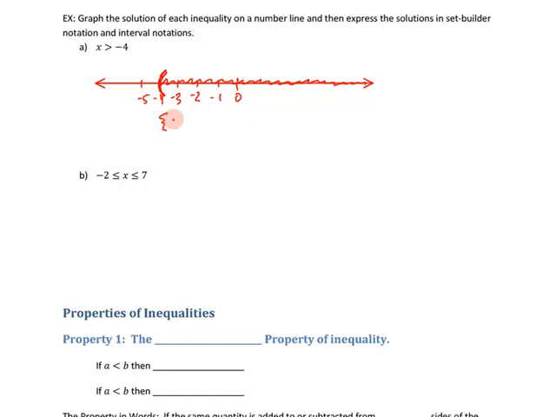Set builder notation is just the set of all x such that, and then rewrite your inequality, x greater than negative 4. Interval notation just writes it in terms of its left and right endpoint. Its left endpoint is negative 4, but not included. Its right endpoint, there is none, so it goes on forever, is infinity. So here's your graph, here's your set builder notation, and here's your interval notation.